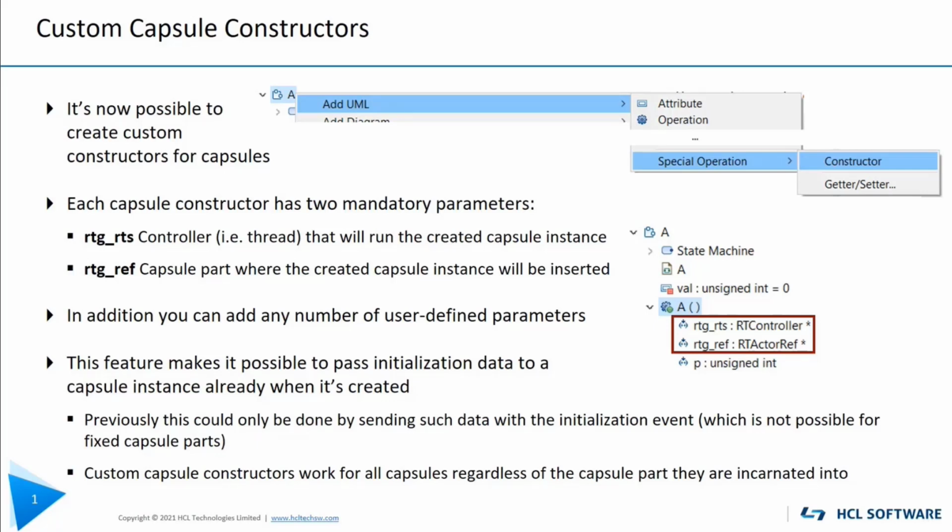For example, if you have a reference variable, then you need to initialize that already in the constructor, and that you now can do. And also, this now works for all kinds of capsule parts, not just optional ones. So you can have fixed capsule parts and have these constructors defined on them.